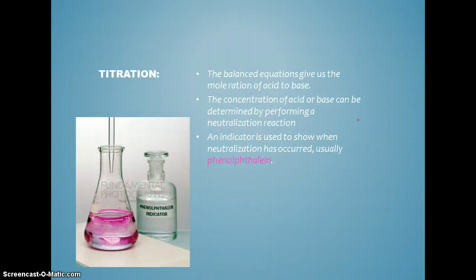Now, to figure this out in a lab, we do what's called a titration. Okay, and a titration is just the name of the lab technique that you're going to use to figure out the amounts of things that need to neutralize each other. So we're going to use the balanced equation to get the mole ratio.